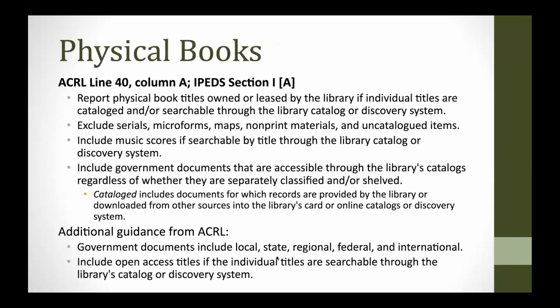So let's take a look at some report examples. This is the physical books definition. I'm not going to read through all of this, but the big things to pull out is that it does want us to include music scores as well as physical book titles, of course, and exclude serials, microforms, maps, non-print materials, and uncatalogued items. They also want us to include government documents.